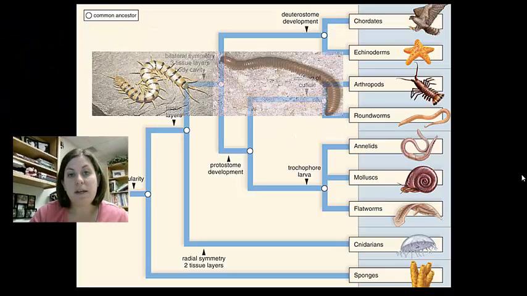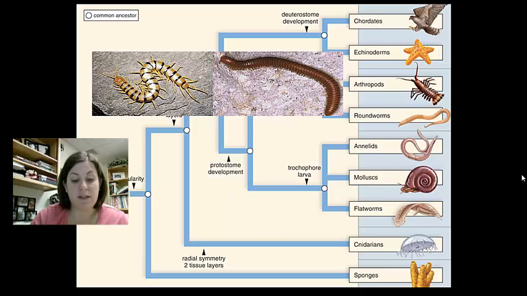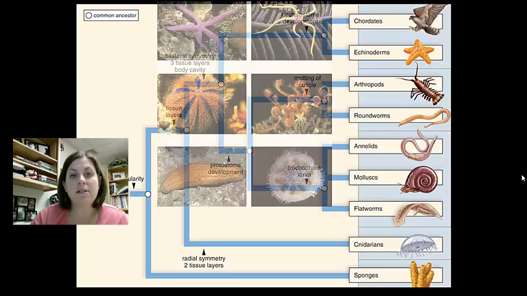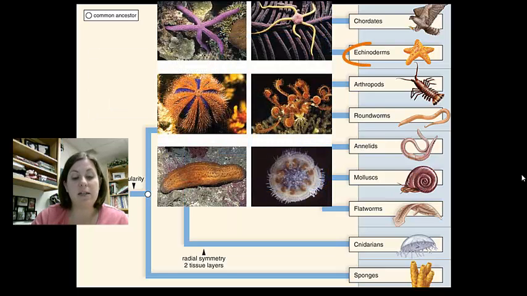Now, centipedes and millipedes don't fit into any of these groups, but they're still part of Arthropoda. But what's the difference between the two? Well, centipedes have one pair of legs per segment. They're also carnivorous, meaning they're going to eat other insects, and they're also poisonous. On the other hand, millipedes have two pairs of legs per segment, and they are what we would consider decomposers, so they're not harmful.